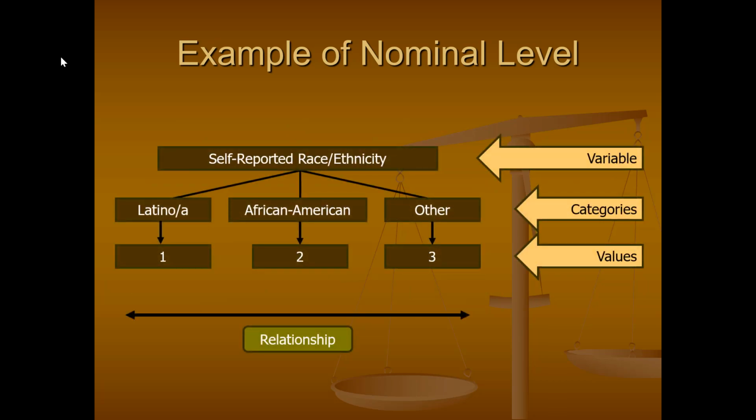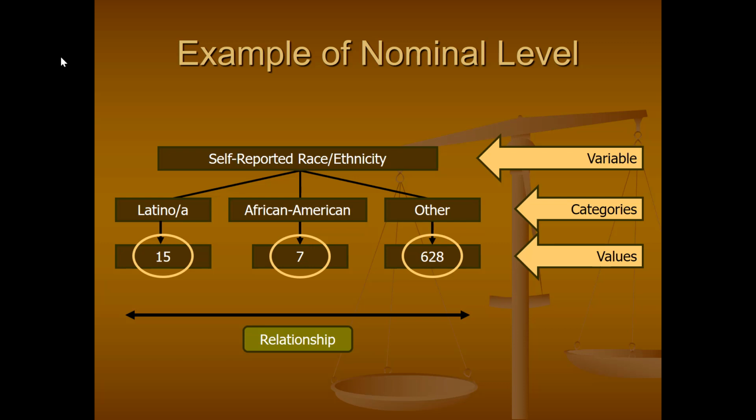If we look at our self-reported race example, I've assigned a 1, a 2, and a 3, but those numbers don't mean anything. All I know when I see a 1 is that that person reported being Latino. I don't have any other piece of information. I could have just as easily taken this 1, this 2, and this 3 and assigned different numbers.